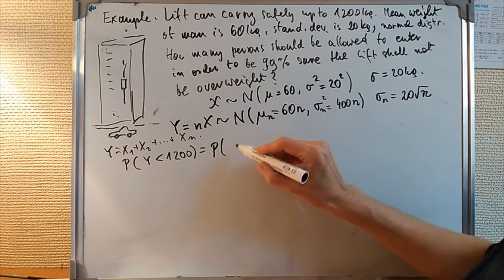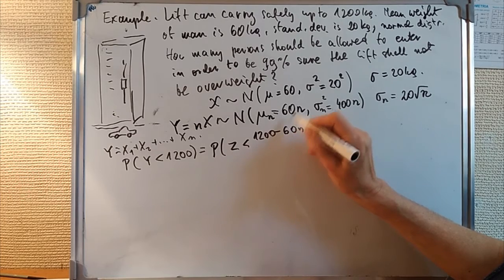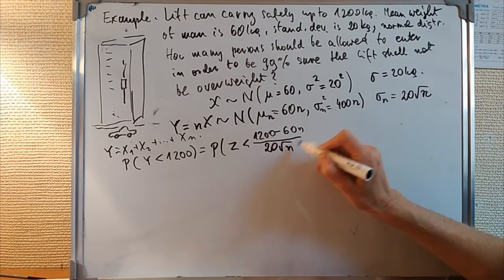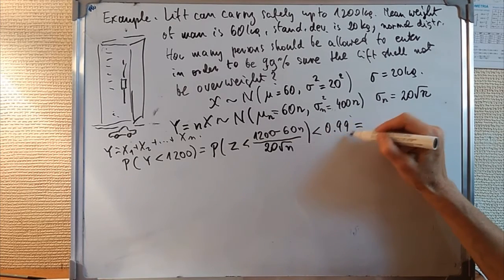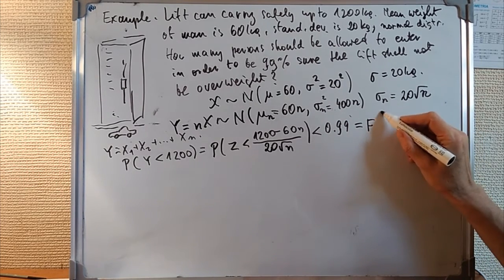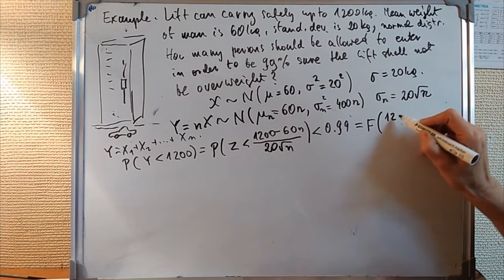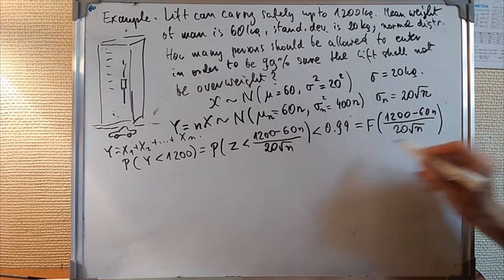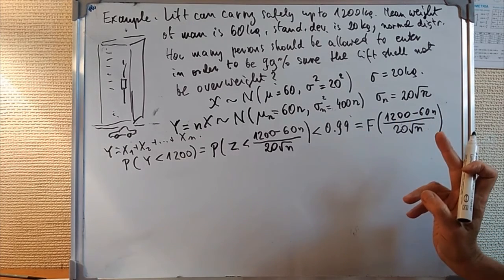Okay, let's standardize it. Z less than 1,200 minus 60n, this is the new mean, divided by the standard deviation 20 square root of n, and this should be less than 0.99. But what is the 0.99? This is the cumulative distribution function of 1,200 minus 60n by 20 square root of n. Okay, now let's have a look at this. Let's find the bordering value of n so that this is satisfied.